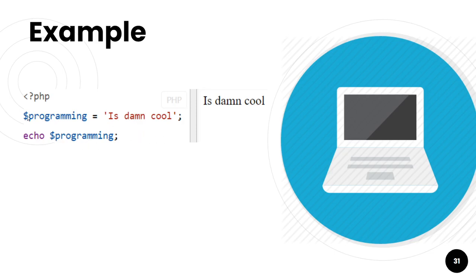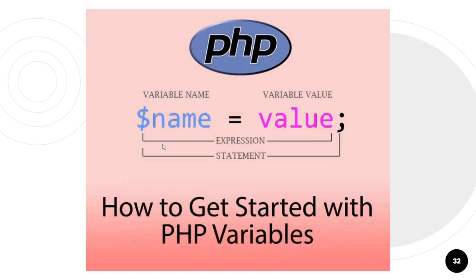Once you assign this value to this variable, every time you do a function with this variable, it will generate this. So instead of saying echo is damn cool, you would say echo this variable, or do whatever you want with the variable, and it will do the thing with the variable. Give that a try.